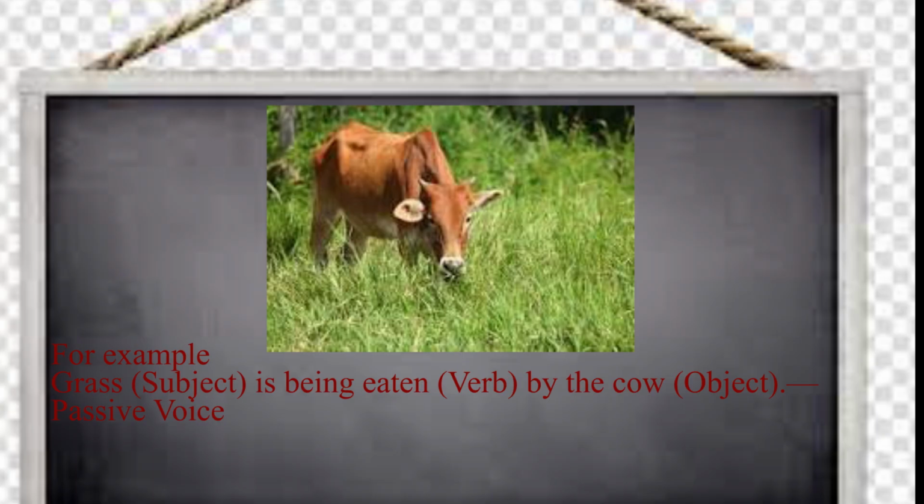Now the cow is what? The object. Due to the subject of the active voice is the object or the receiver of the action. This sentence is what we call passive voice.